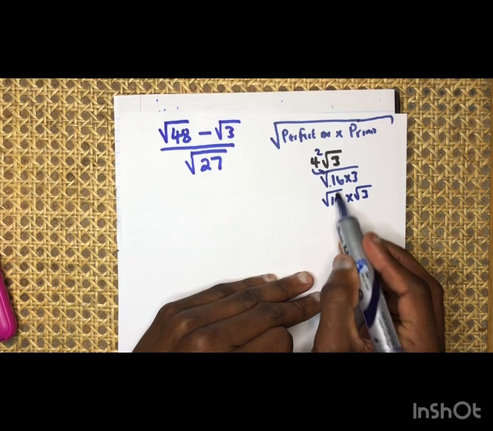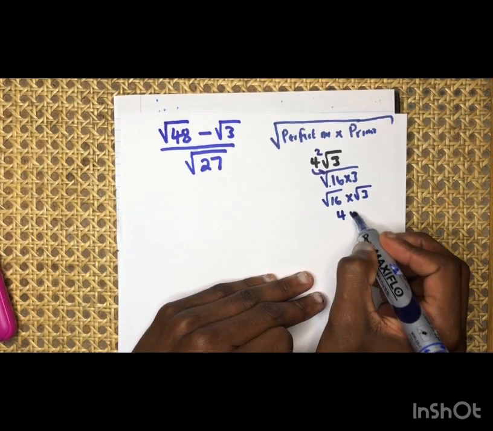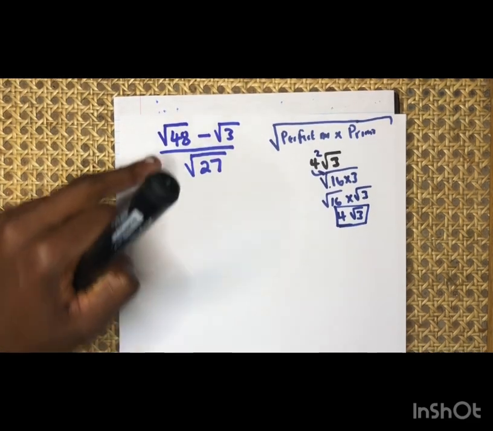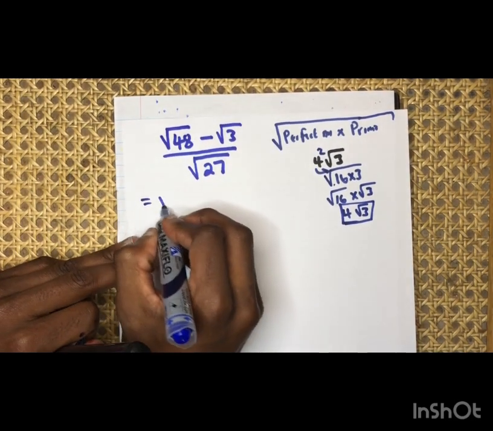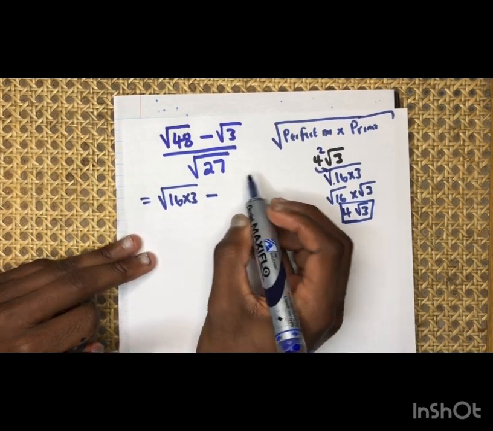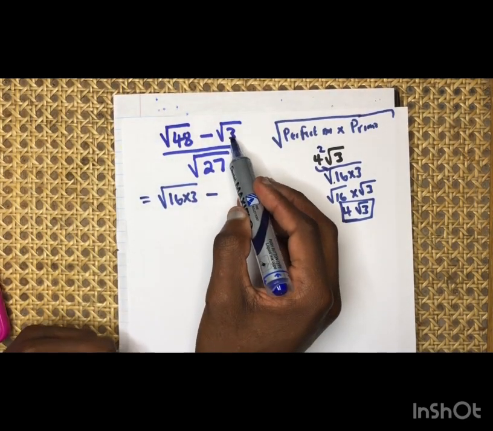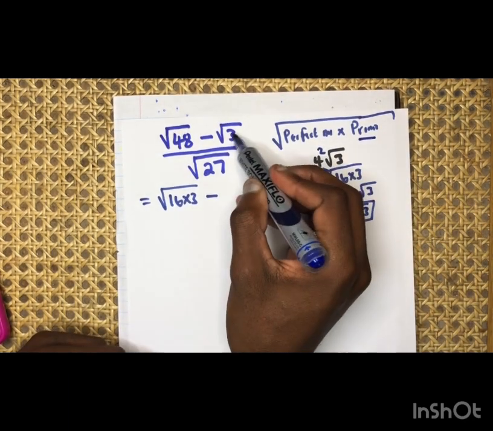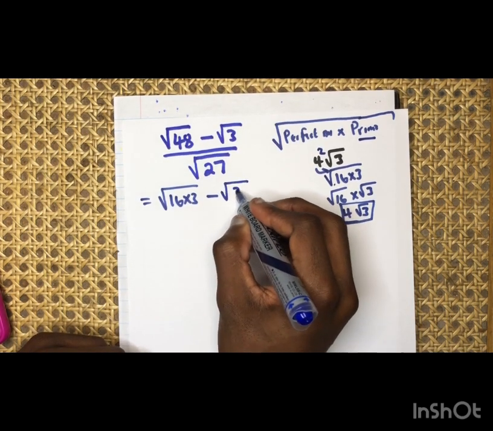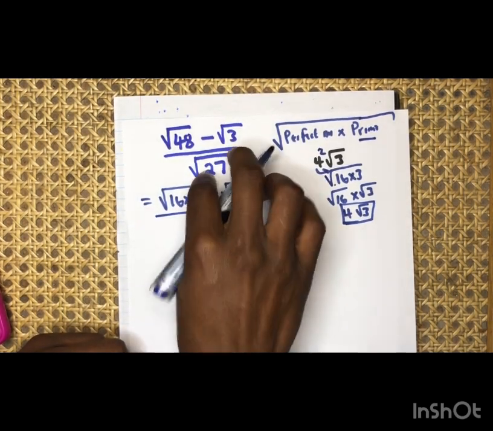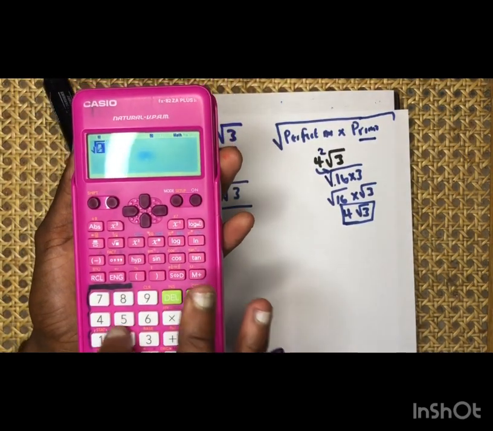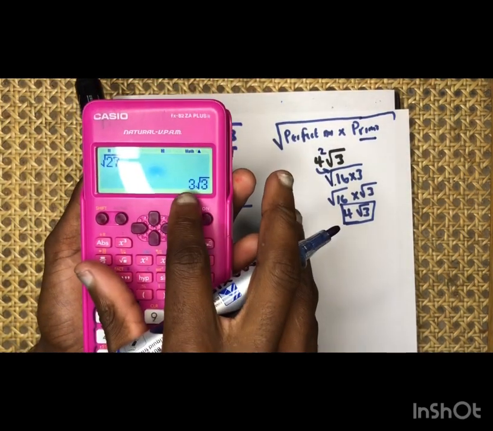Now, can you agree with me that root 16 will give me 4 root 3? So that's why your calculator gives you this answer. So here, guys, I'm going to change this one to have root 16 times 3 minus, can you see that? Root 3 is already a prime number, so I'm not going to stress myself with root 3. I'm going to keep root 3 as it is. So what happens to 27? If you press root 27, what do you get? You get 3 root 3.